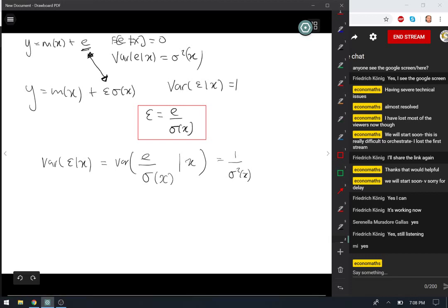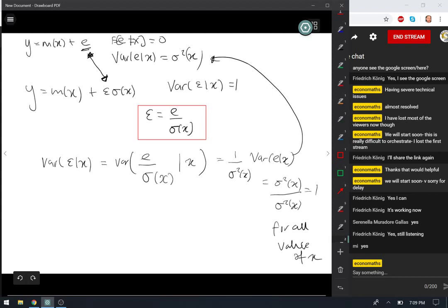So this comes out squared, and then we're going to get the variance of e given x. And by assumption, this is sigma squared x. So we're going to get sigma squared x divided by sigma squared x equals 1. And this is going to be for all values of x. Everything we're assuming here is for all values of x. So we should really say that all throughout. We're assuming this.